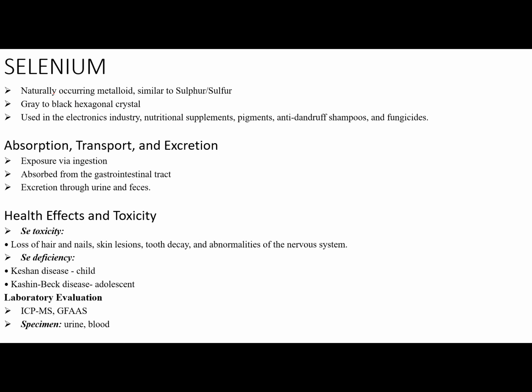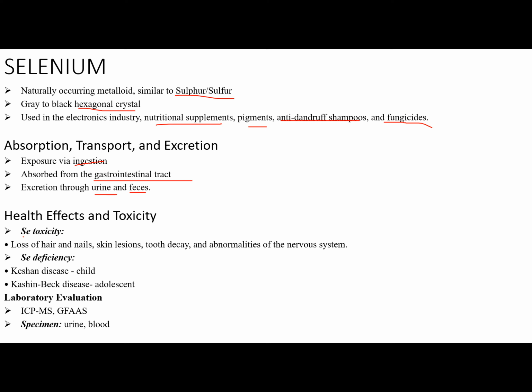Now, selenium, class, is a naturally occurring metalloid similar to sulfur, gray to black hexagonal crystal, used in the electronic industry, nutritional supplement, pigments, anti-dandruff shampoo, and fungicide. Absorption, exposure is via ingestion, absorbed from the GIT. Excretion is through urine and feces.